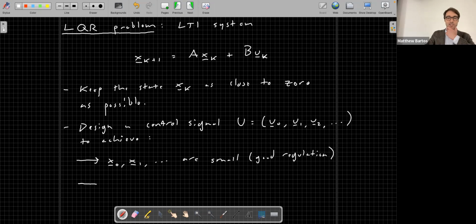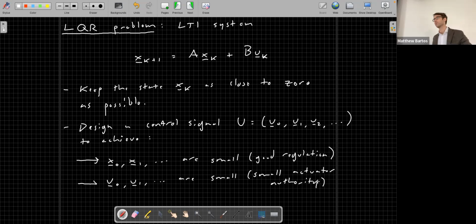And second, we want to keep our control inputs small. So we want U0, U1, and so on, we want those to be small as well. So small actuator authority. If we have, for instance, a structure that we're trying to control, we may want to eliminate the effect of some disturbance that hits the structure, but we also don't want to use too much power in doing so. So we want to minimize both of those objectives at the same time. Are there any questions on this general setup?